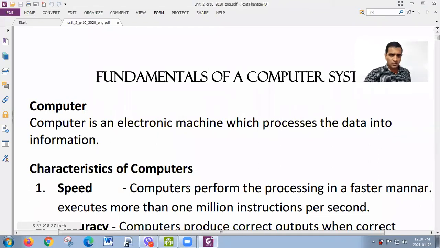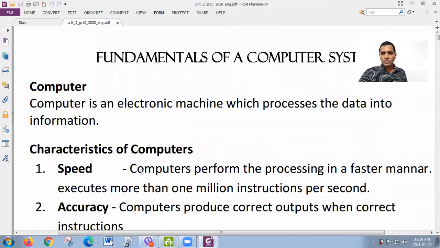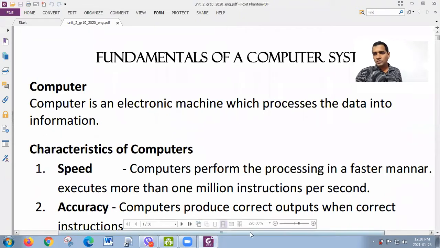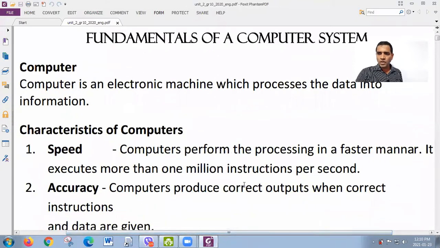Computers have speed, okay? I briefly explain, look at this description. Computers perform processing in a faster manner. They execute more than 1 million instructions per second. So computers have the ability to process more than 1 million instructions per second. Think how fast that is. It processes around or more than 1 million instructions in 1 second. So it's beyond imagination. It's very fast.